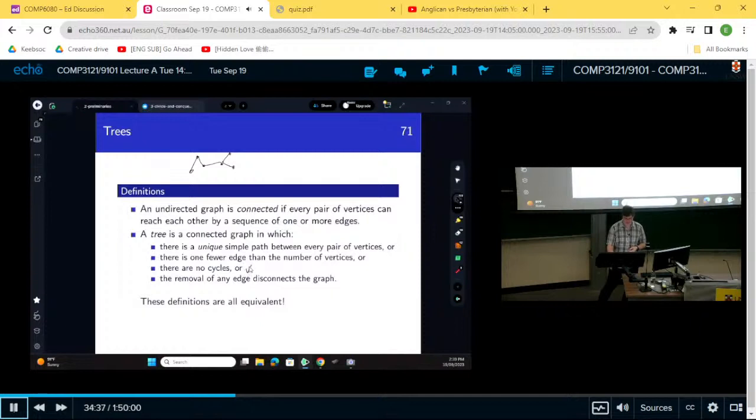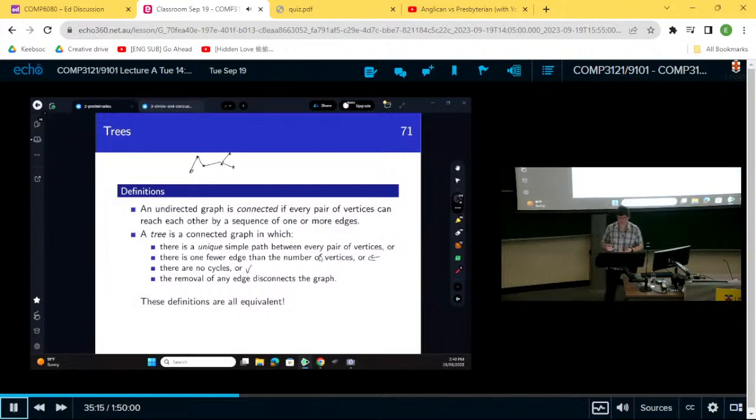I think this is the usual definition. And it can also be defined as a connected graph where whenever we remove an edge, we disconnect the graph. These definitions are all equivalent. How would you, for example, prove this property? Let's assume we have a tree, a connected graph with no cycles, and then we want to show that there's one fewer edge than the number of vertices.